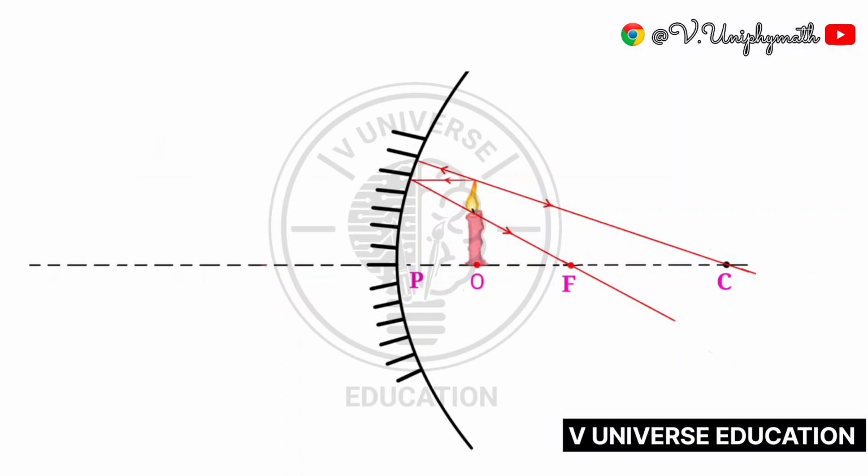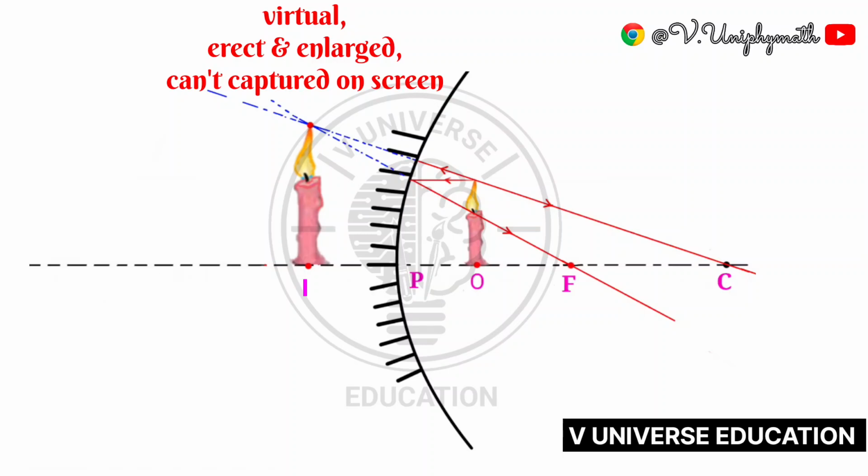How is that possible? Let's recall how we found images in a plane mirror. By extending the reflected rays backward, we find the point where they appear to meet. This image is not real in the sense of being formed on a screen, but it is still visible to our eyes. It is called a virtual image.